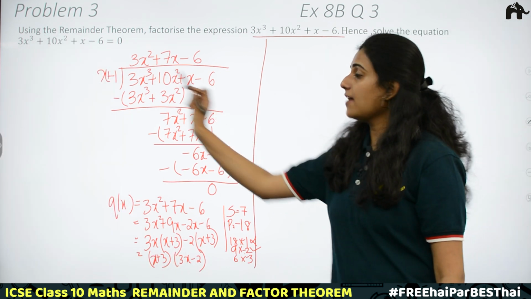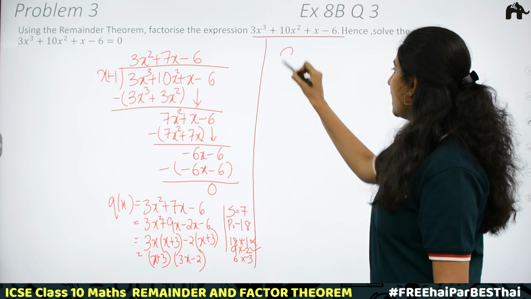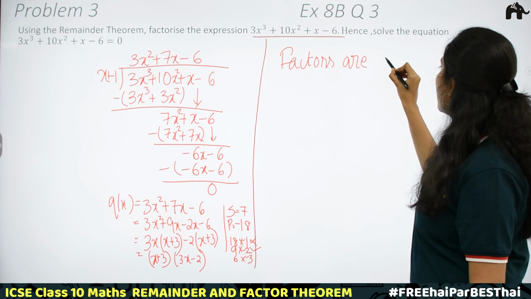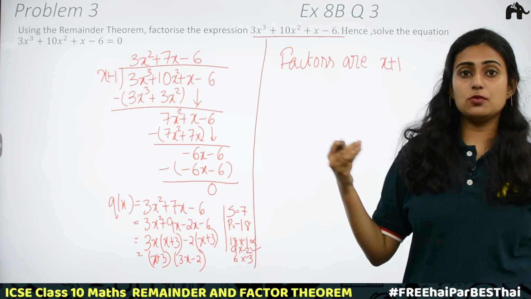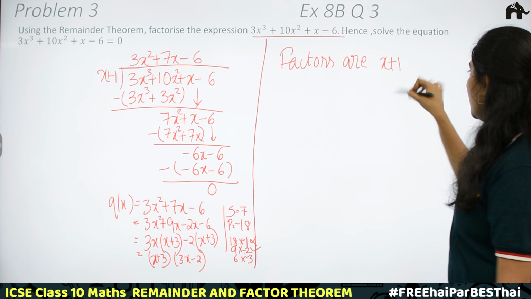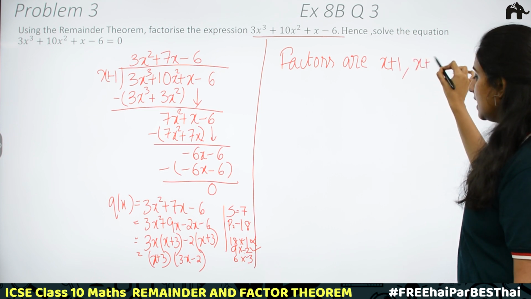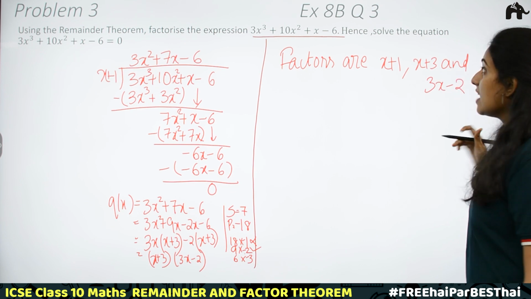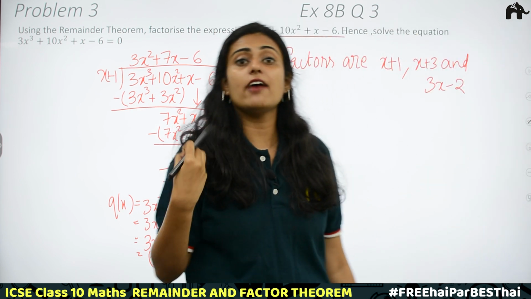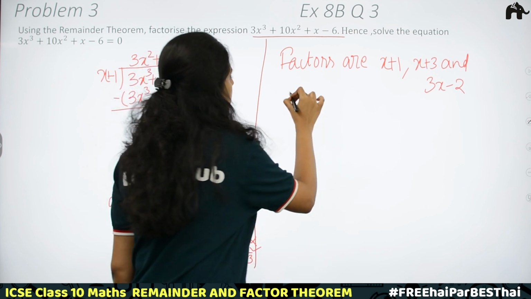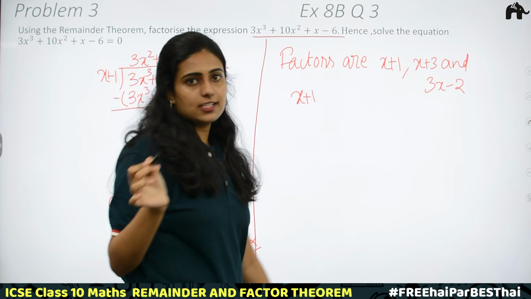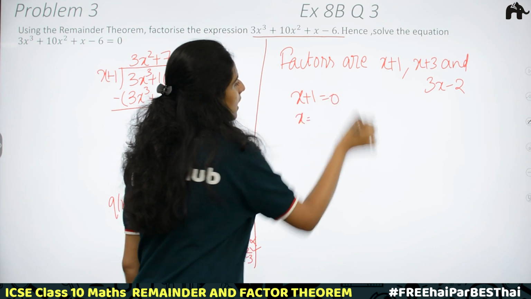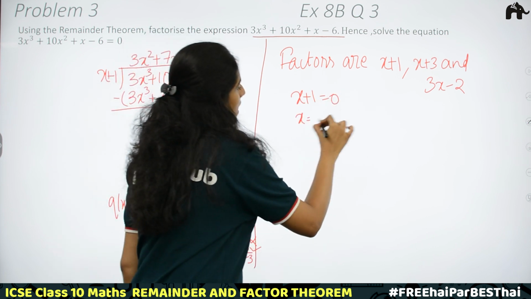So, the first factor is x plus 1. The factors are x plus 1, which we obtained by substituting different values for a, then x plus 3 and 3x minus 2. We need to solve the equation, which means we have to find the values of x. If x plus 1 is a factor, then x plus 1 is equal to 0 and x is equal to plus 1 taken to the opposite side, it becomes minus 1.